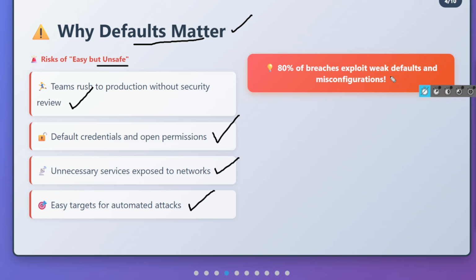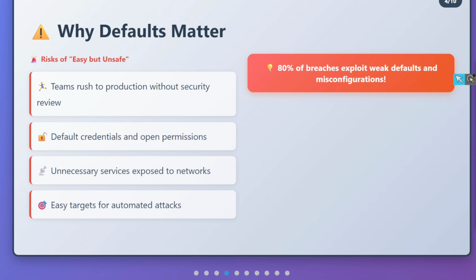to verify. And as per one study, 80% of breaches exploit weak defaults and misconfigurations. So most security incidents happen because of poor initial setups, and fixing the defaults early can prevent this kind of major exploitation or damage later in the future. That is the significance of this point.